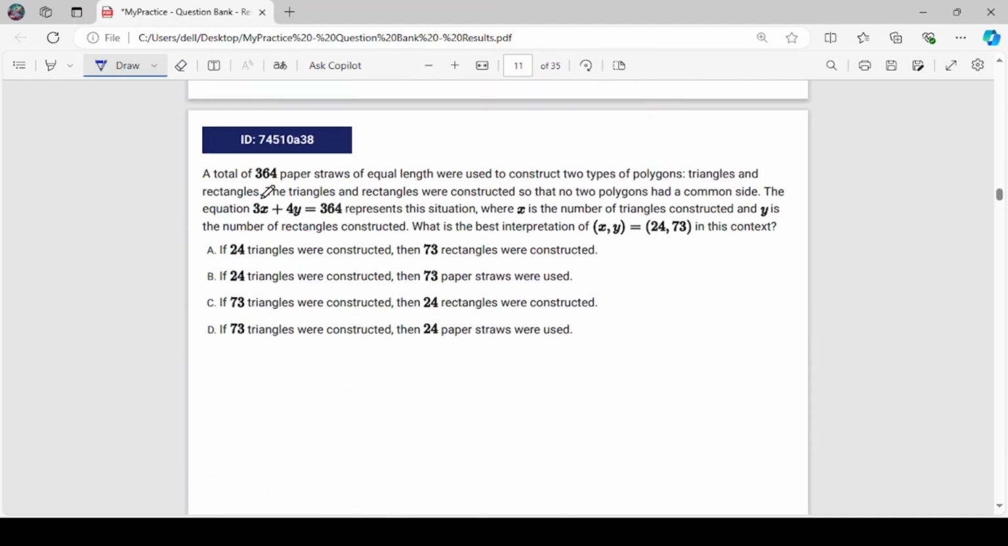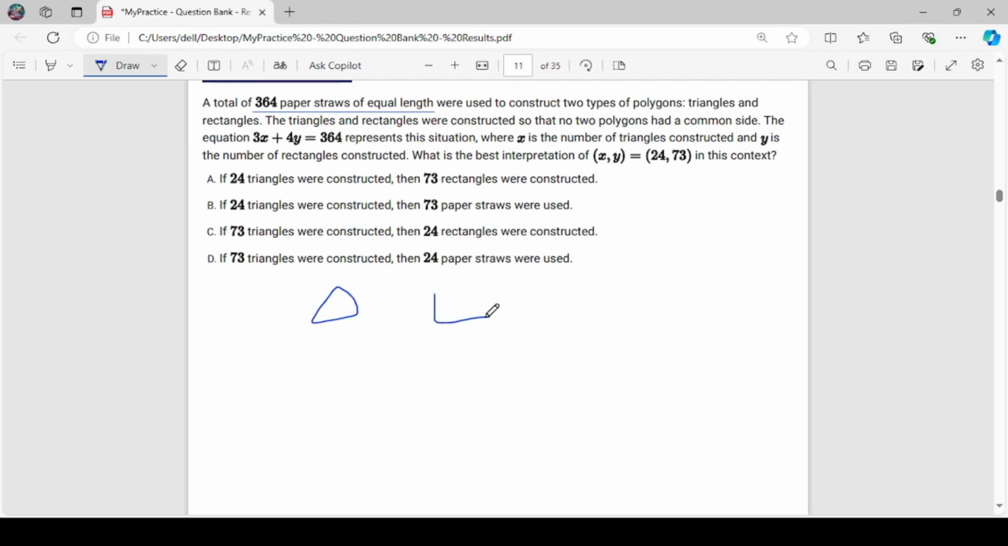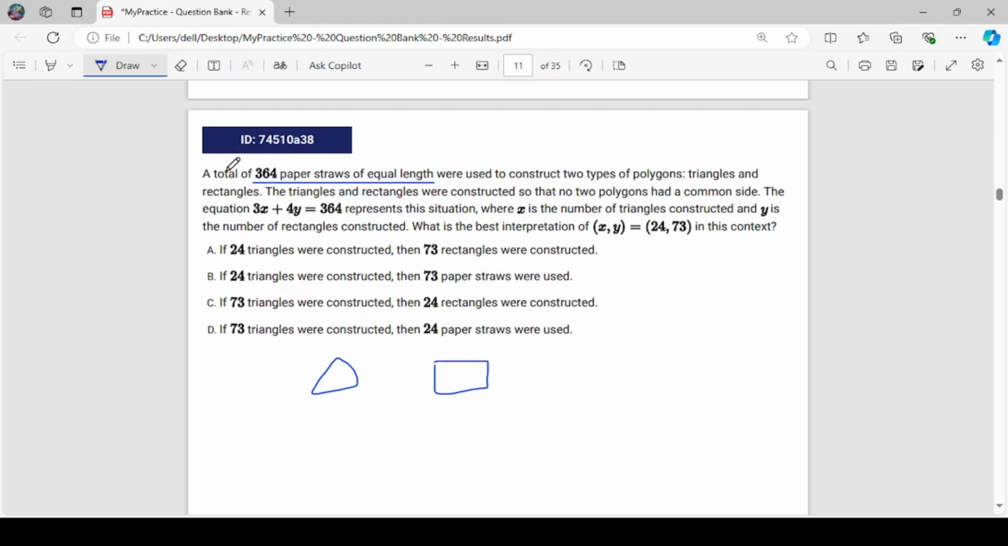The next question. A total of 364 paper straws of equal length were used to construct two types of polygons, triangles and rectangles. The triangles and rectangles were constructed so that no two polygons had a common side. The equation 3x + 4y = 364 represents a situation where x is the number of triangles constructed and y is the number of rectangles constructed.